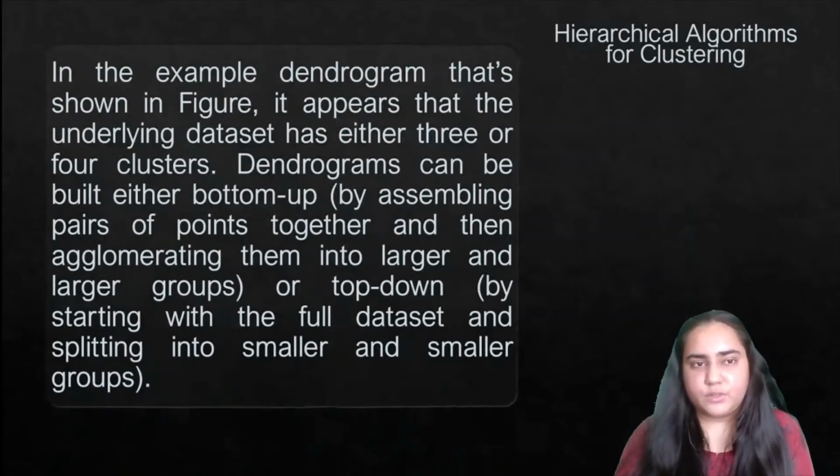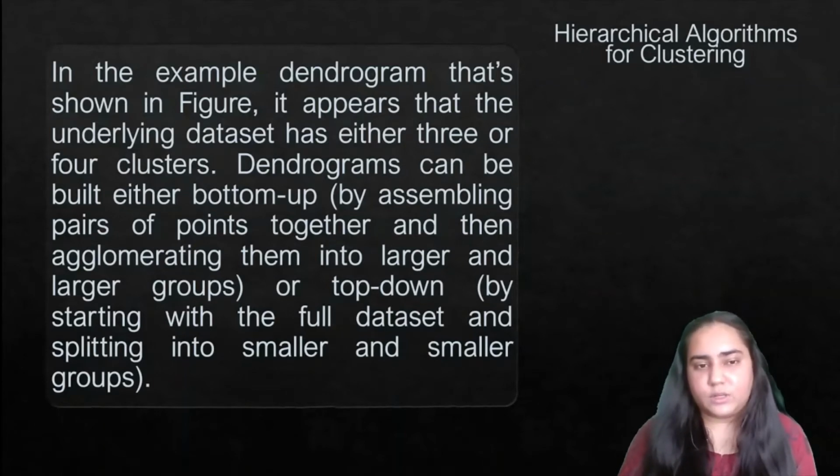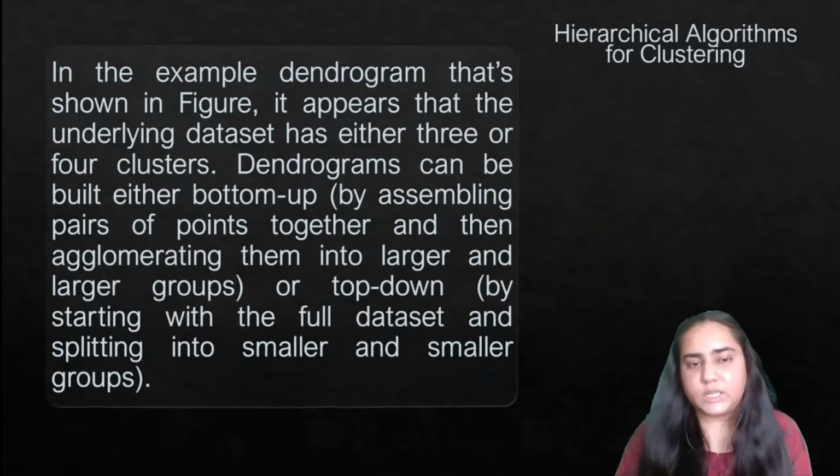In the example dendrogram shown in this figure, it appears that the underlying dataset has either 3 or 4 clusters. And how could we say that? Because it is built in a bottom-up manner, assembling pairs of points together and then agglomerating them into larger and larger groups. So it can be done bottom-up. It can also be done in a top-down manner, by starting with the full data set and then splitting it into smaller and smaller groups.